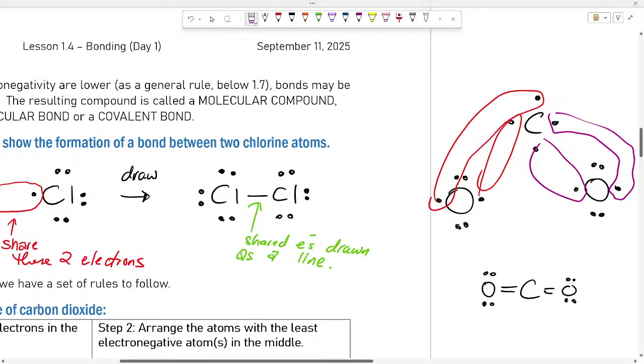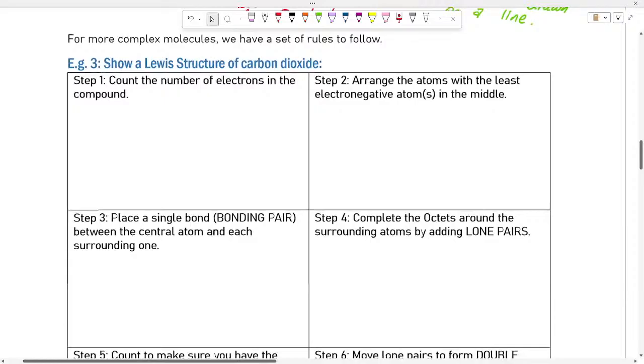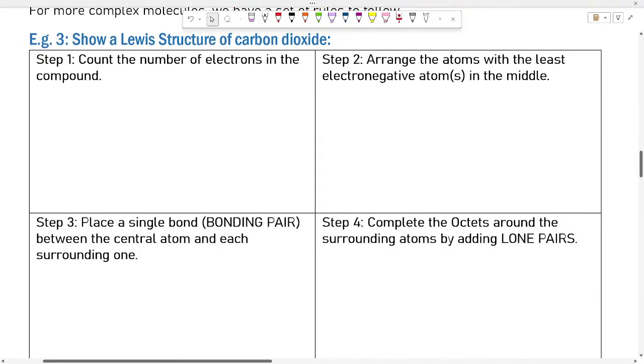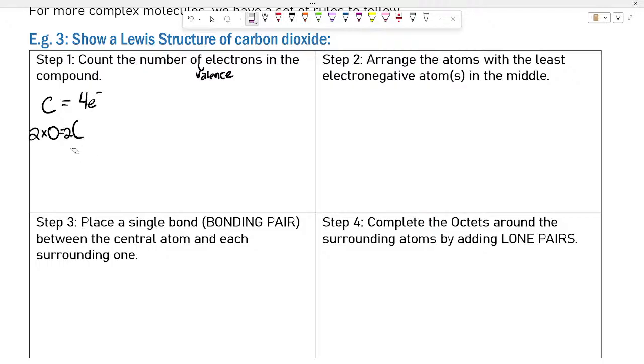Is that fair? Okay. So these are the steps we're going to follow. And the first thing we're going to look at is we just want to look at the structure and say, okay, this is carbon dioxide. How many valence electrons does carbon have? 4. How many valence electrons does each oxygen have?